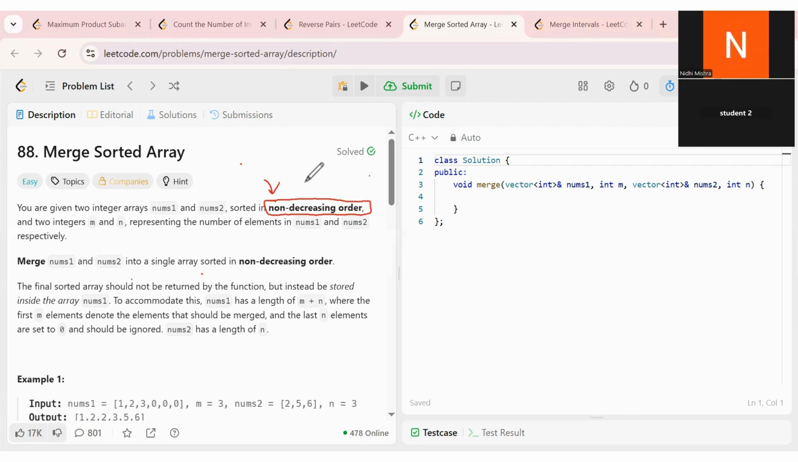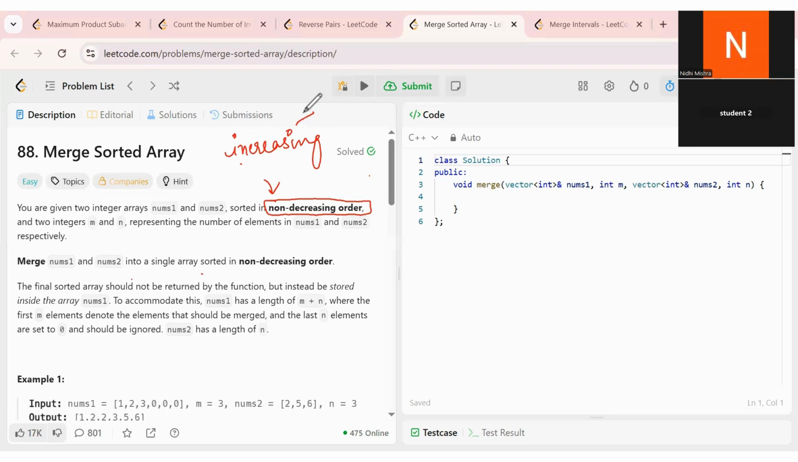In a non-decreasing order, the next element can be greater than or equal to the previous element. Yes, very good. And what is an increasing order? What is the difference between non-decreasing order and increasing order? In an increasing order, the next element must be strictly greater than the previous element.